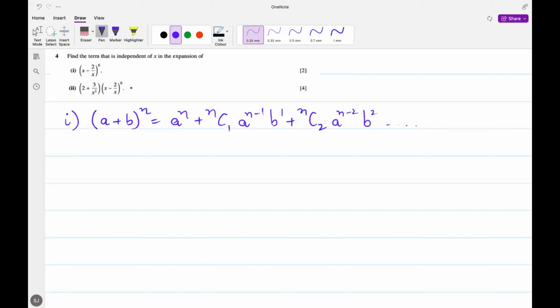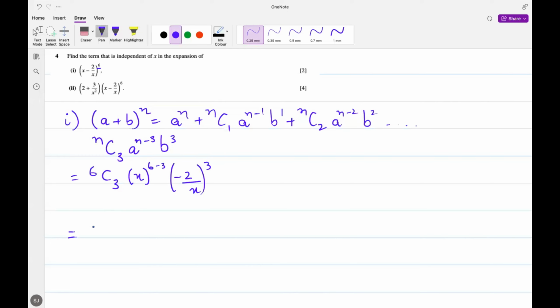Now, as we need a term independent of x in the expansion, we need to have x cubed in the numerator and x cubed in the denominator, as the total power is 6. So we can use nC3 a to the power n minus 3 b to the power 3. Now nC3 will become 6C3. a is x, so this will become x to the power 6 minus 3, and b is minus 2 upon x, so this will be to the power 3.